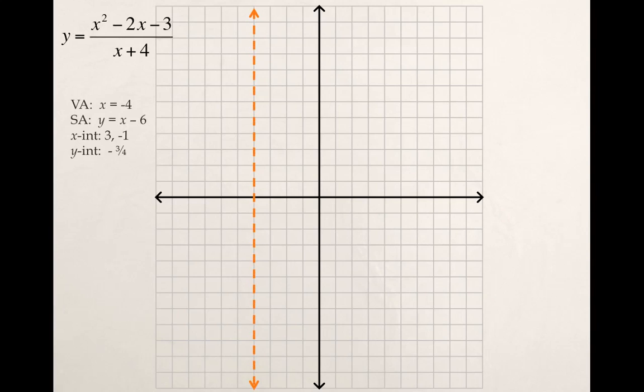My vertical asymptote is at -4. My slant asymptote is the line y equals x minus 6. Since this is in slope-intercept form, that means I have a slope of 1 and a y-intercept of -6. So that's going to look something like this. -6 right there with a slope of 1.